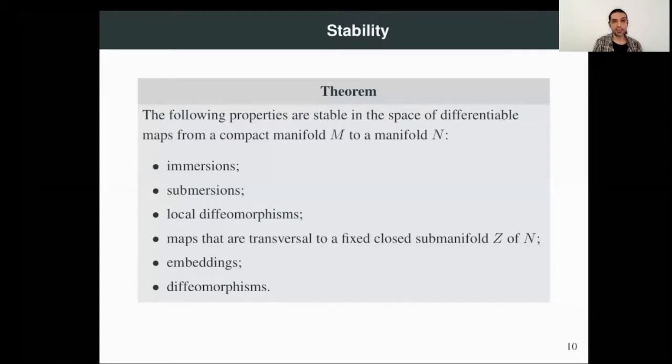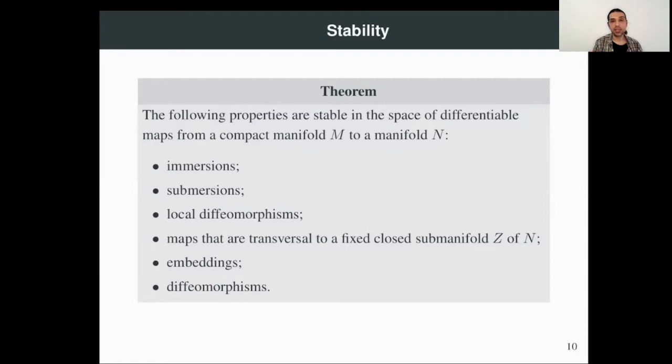The properties that are listed are stable in the space of differentiable maps from a compact manifold M to a manifold N that is not necessarily compact. And those properties are being an immersion, a submersion, a local diffeomorphism, a map that is transversal to a fixed closed submanifold of the target manifold, an embedding, or a diffeomorphism.